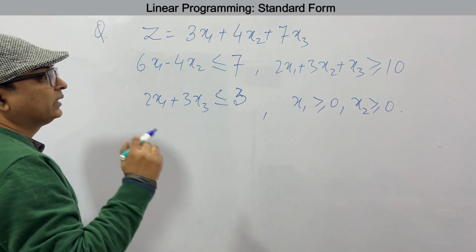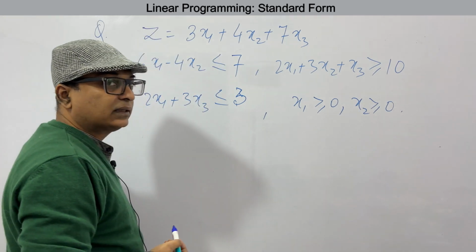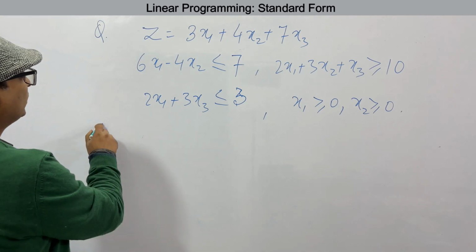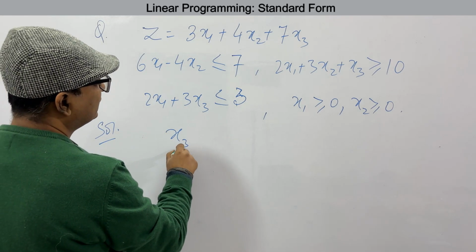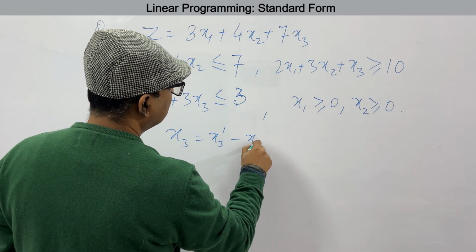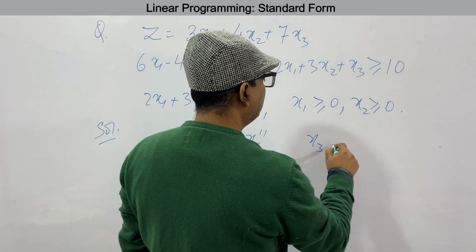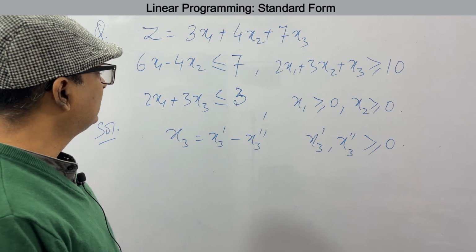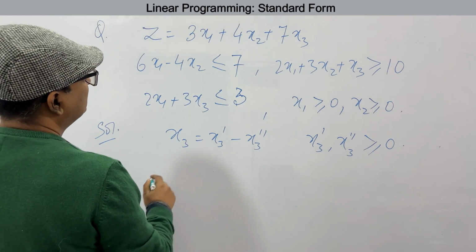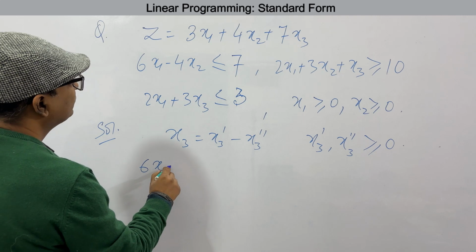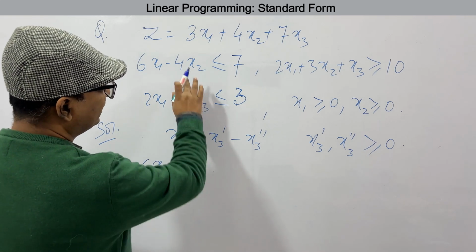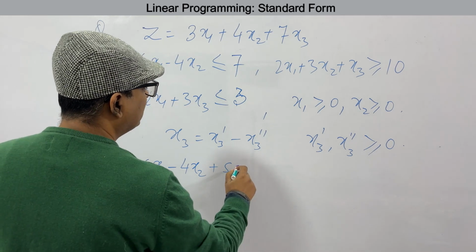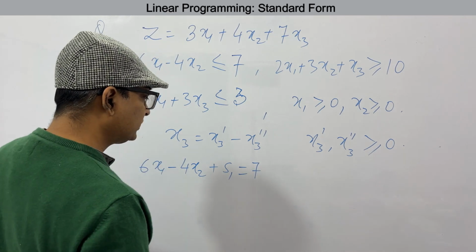But one thing to note here is that x1 and x2 are greater than or equal to 0. Nothing is written about x3. So let's assume it is less than 0. So first of all, we'll say x3 is equal to x3 dash minus x3 double dash, where x3 dash and x3 double dash are greater than or equal to 0. Okay. Now we'll change the equations. See, 6x1 minus 4x2, we don't have x3 here, less than or equal to 7. So let's say we put a slack variable here, plus s1 equal to 7. So this is the first equation.